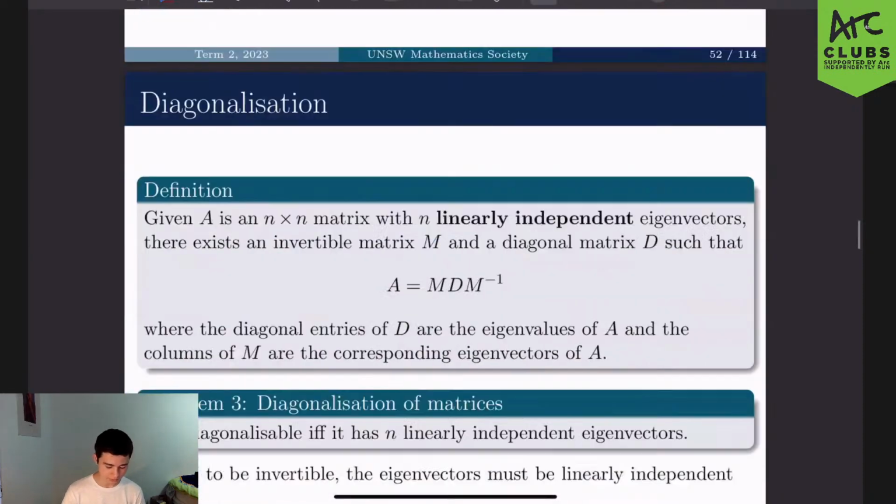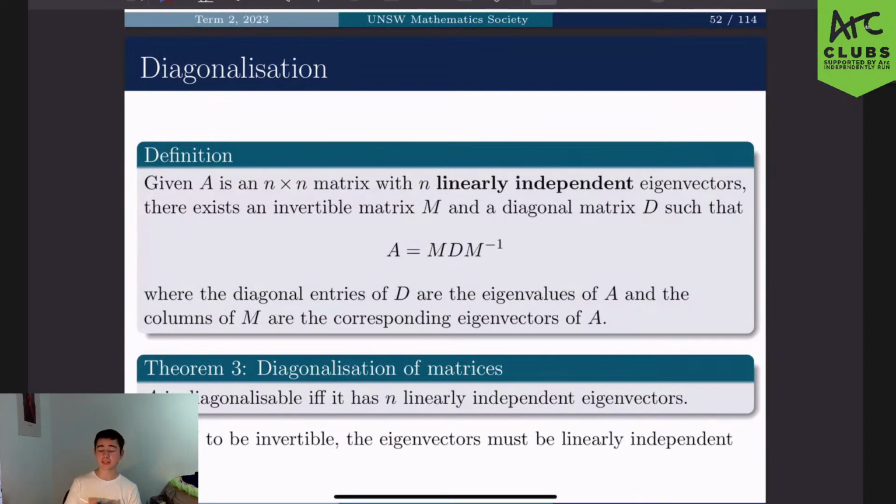Okay, so we're going to jump into diagonalization. Diagonalization is an application of eigenvalues whereby we can compute the powers of a matrix very easily. And we can break up a matrix into a diagonal matrix and an invertible matrix of this form. It's a very powerful concept. We'll see a quick application of it in just a bit.